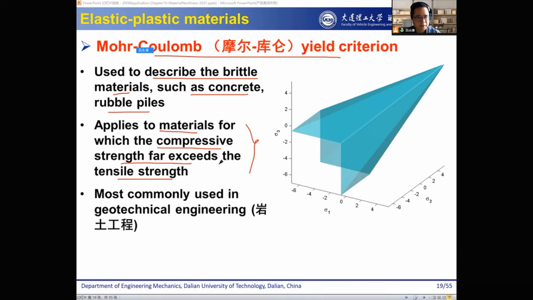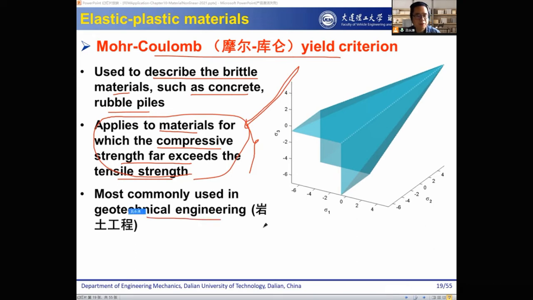And a typical example for this kind of behavior is concrete, right? For concrete, the compressive strength is very, very large, but the tensile strength is very small. Therefore, you should use this criterion. Okay, and it's most commonly used in geotechnical engineering.